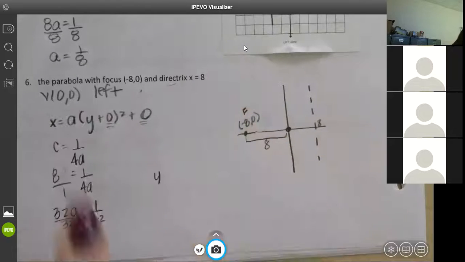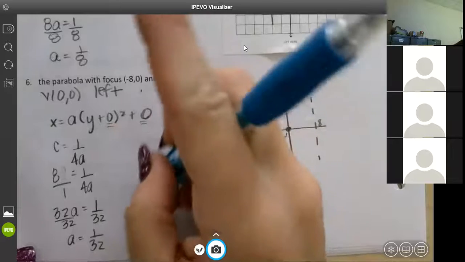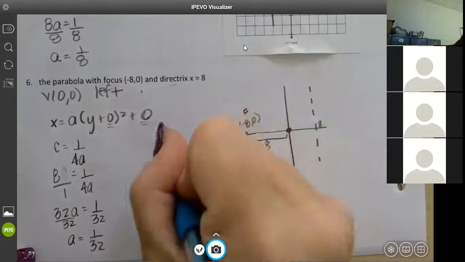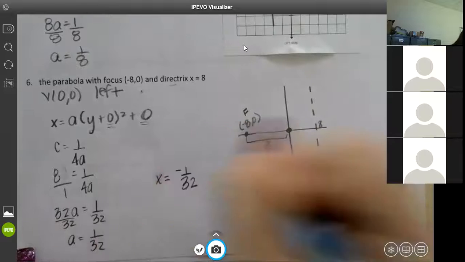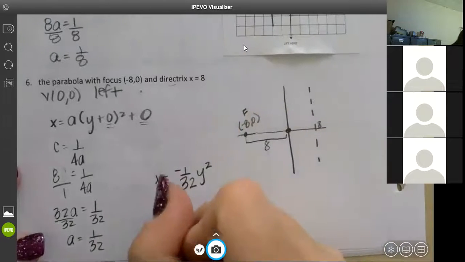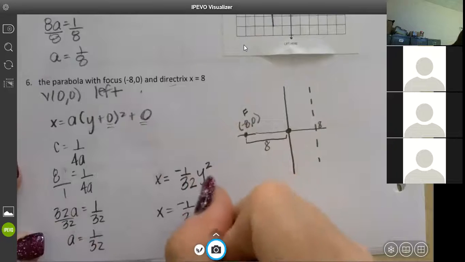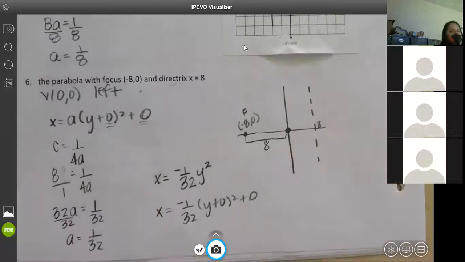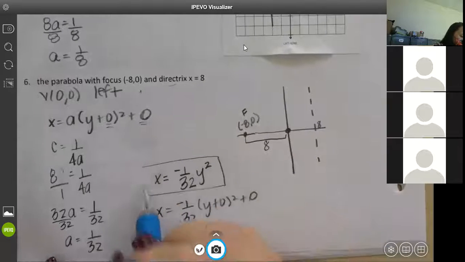So we get not y equals, we get x equals. We said since it opens to the left, we need to make this negative. And then we just have y squared. Again, if you need to visually see it, you can put it in like that. That's fine, I don't care. But this is your true equation.